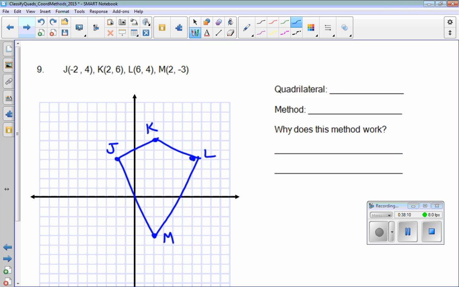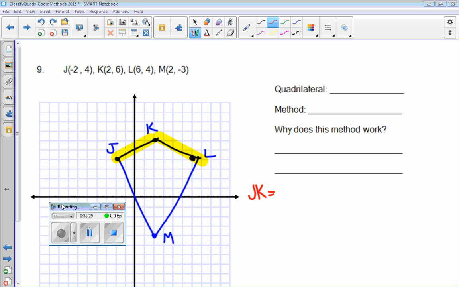What do you think, Andrea? I'm going to have to use the distance formula, aren't I? I need to prove, I heard moans, I love it, that JK is congruent to KL. Okay, I got to find that. So we're going to find the length of JK. The length of JK is the square root of, remember this? The distance between the x's, negative 2 minus 2 quantity squared, plus the difference of the y's, 4 minus 6 quantity squared.